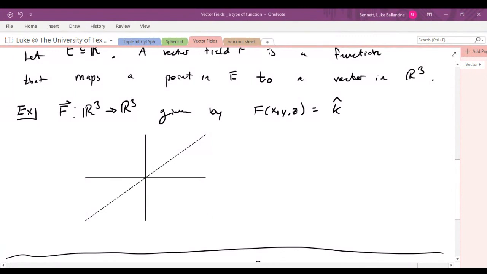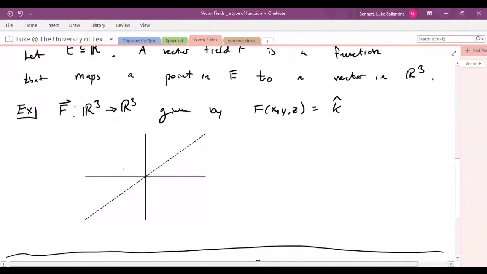A bed of needles. What direction are they going? Up. How long are they? What's the magnitude? 1. Yeah, that's right. This vector field is not dependent on any of the variables, so it's like autonomously at every single point. It's the only thing that it has is vectors of length 1 going up in the z direction, because ijk, k is the unit vector in the z direction.